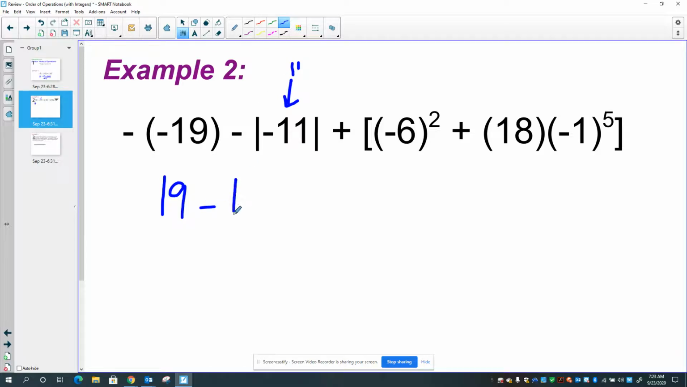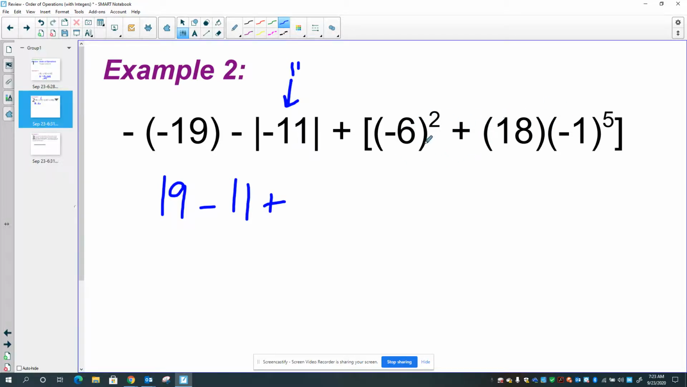It's 19 minus 11. And now I'll bring down this plus sign, and then we need to work inside this bracket here. So we have this whole big bracket, and then we're going to use the order of operations inside here. So sort of like look at this as almost like a problem within a problem. And when I look at this problem, we have exponents, we have addition, and we have multiplication.